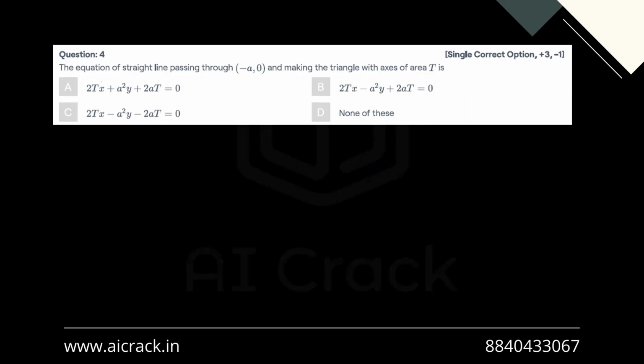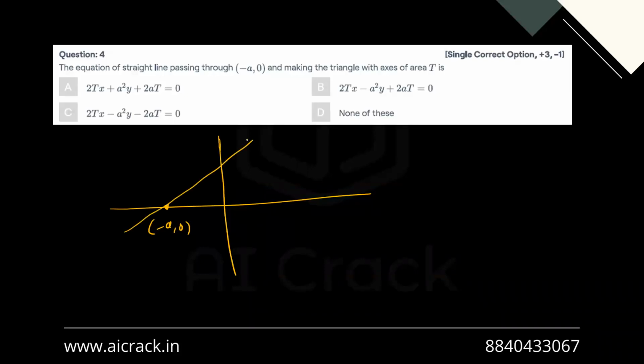Now let's talk about question number 4. The equation of the straight line passing through minus a, 0 and making a triangle with the axes of area t. So I'm assuming that a is a positive number over here. So this is minus a, 0. Now the interesting thing over here is we kind of assume that it will be making this kind of triangle, but it's fairly possible to make this kind of line as well, right? Because the area given is t over here. It can be either here or here, and area is always positive.